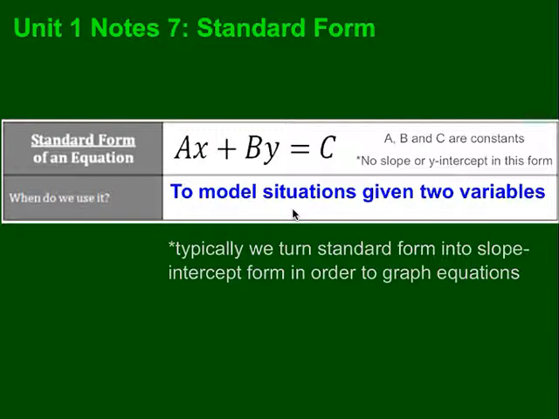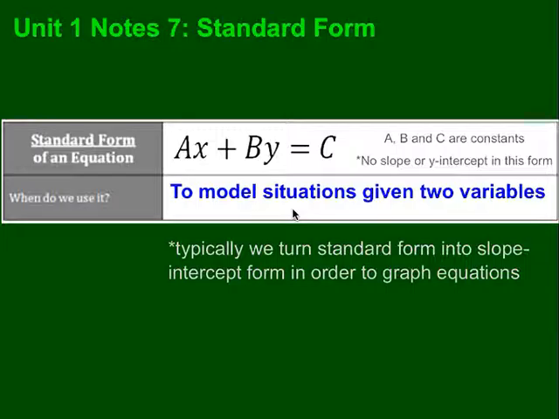Right. Hey, ladies and gentlemen, this is Miss Humbert here, and today we're going to be doing Unit 1, Note 7. So we're going to go over our final form of lines, which is going to be in standard form. So standard form, sometimes people get confused with slope-intercept form because slope-intercept form is, well, standard. We use it a lot. But standard form is actually its own thing.